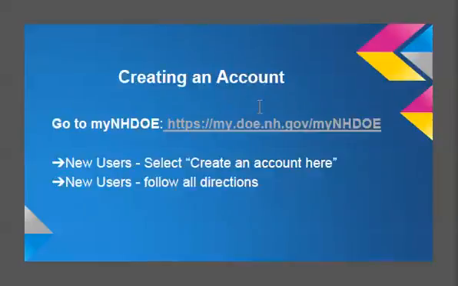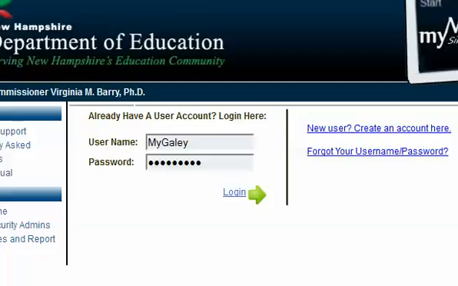Here is the link that you'll use to access the electronic program. You'll click here. When you access the website, you can begin to create an account. I already have an account. However, you will select Create an Account here.